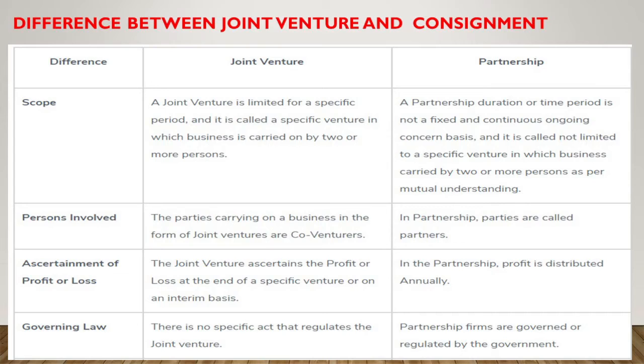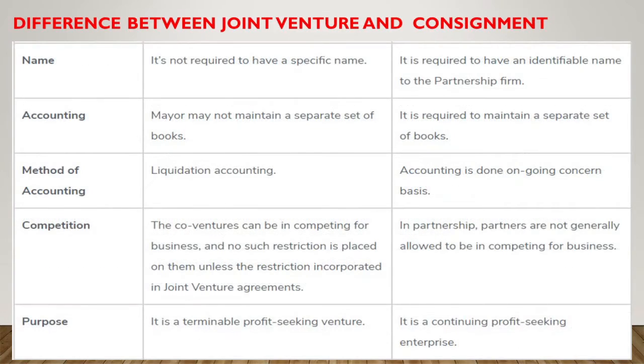These are the differences between joint venture and consignment. Name: no specific name is required for the joint venture, but in the partnership form, a name should be identified and registered. Accounting: may or may not maintain a separate set of books.